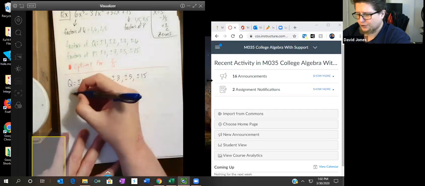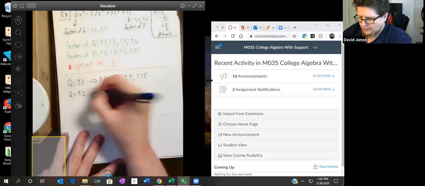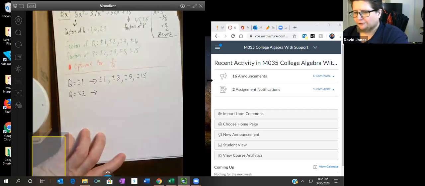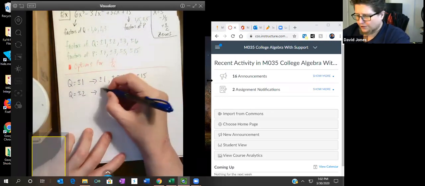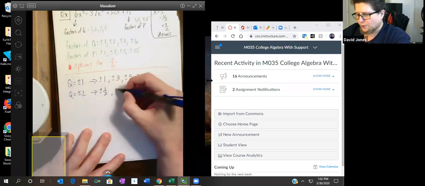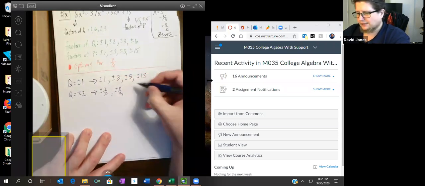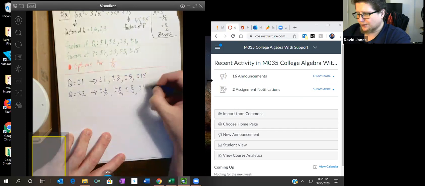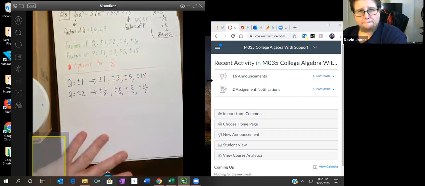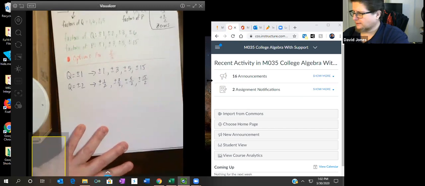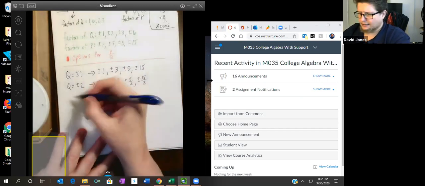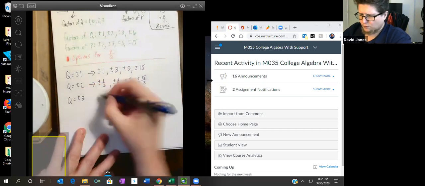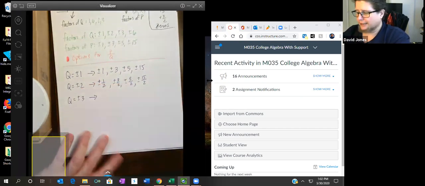Then we'll look at Q equals 2. And we'll put P over all of these. 1 over 2 is 1/2. 3 over 2 is 3/2. 5 over 2 is 5/2. 15 over 2 is 15/2. You guys see what we're doing here? I'll do one more with you, and then I want you to do the number 6 without me.